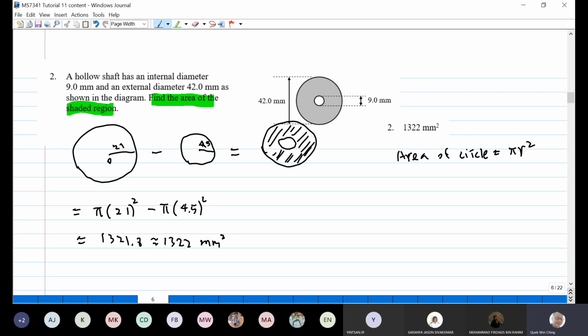Okay, this is how to find the area of a circle. There's a formula. All these formulas will be given to you in the exam, so don't worry that you forgot the formula, although it is quite easy to remember. So this is question 2.